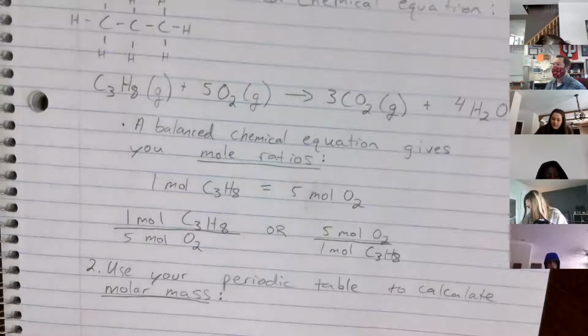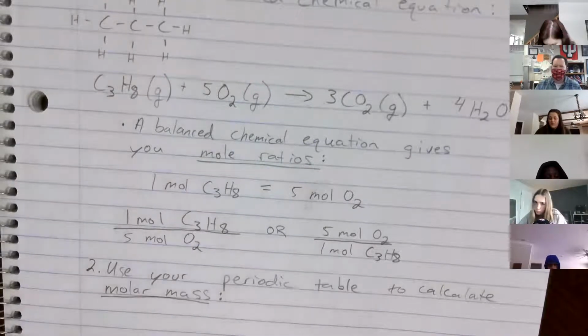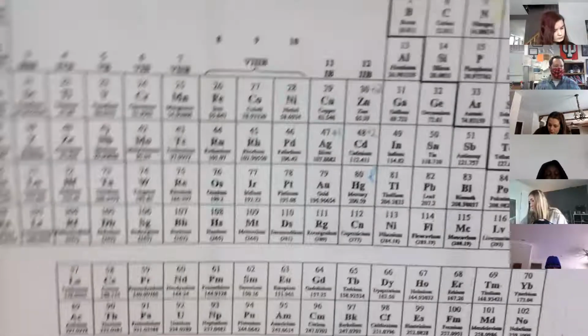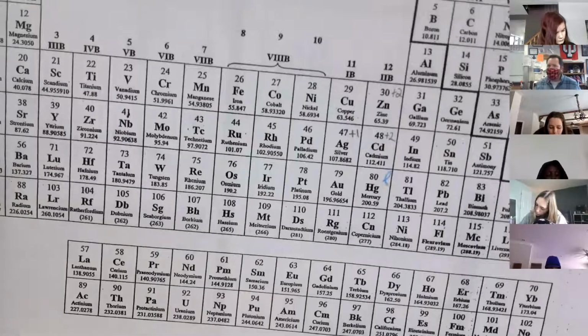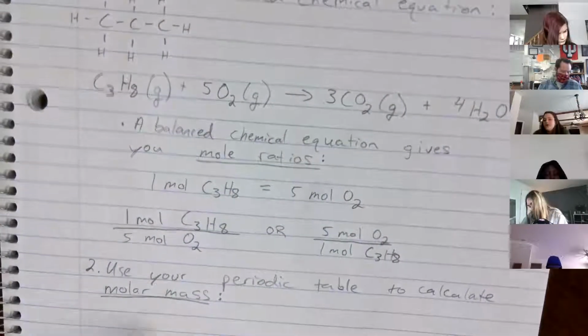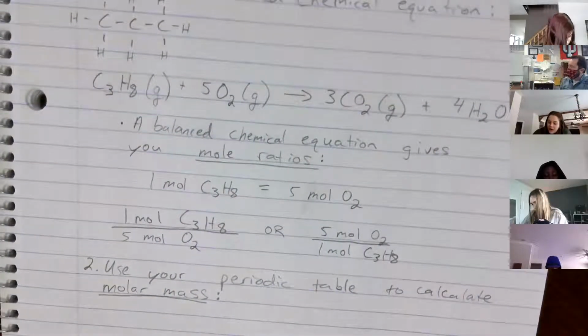get your chemist's best friend out. Oh yeah, we're going to use this again. The old periodic table. You will use this a lot, so go ahead and get that out. Give you guys a minute here. We're going to need that to calculate molar masses.